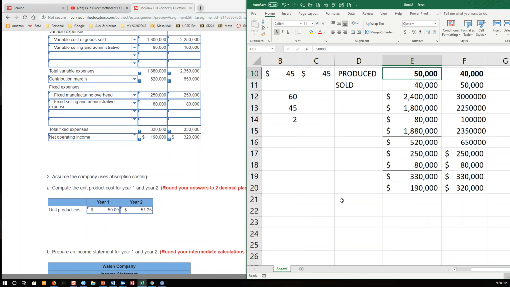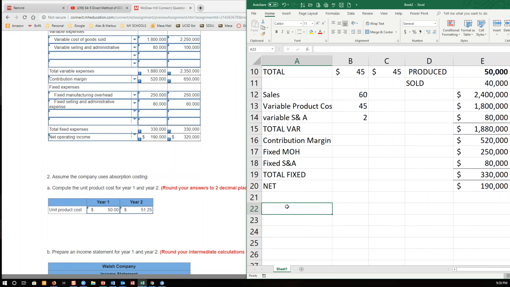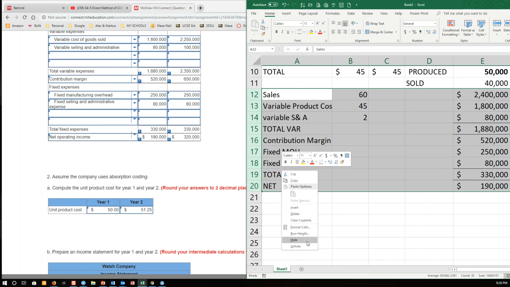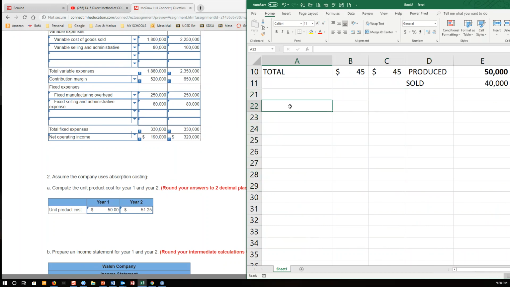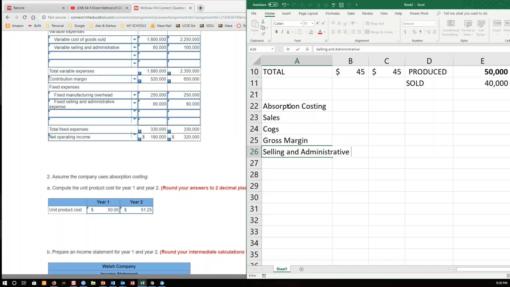We know that under absorption costing, it's actually a little bit different, isn't it? So that was variable costing, so I'm going to hide that. Then we've got absorption costing. Here we're going to start with the sales. Sales do not change, do they? Sales are sales. Now we're going to come up with cost of goods sold, followed by a gross margin, followed by our selling and administrative, followed by our net income.